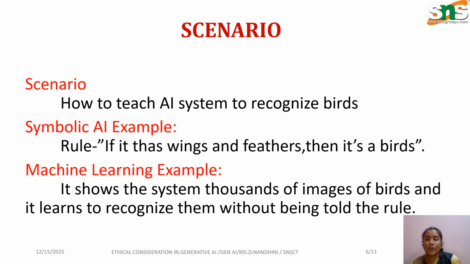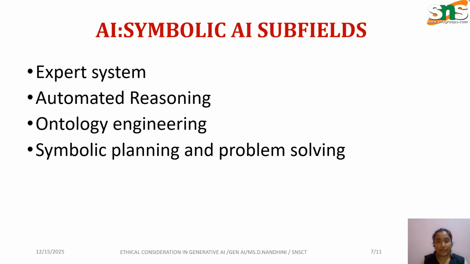Next one is a scenario behind symbolic and machine learning: how to teach an AI system to recognize birds. With the help of the symbolic AI example, it has a rule. If it has wings and feathers, then it is a bird. It is a rule of symbolic AI. But the machine learning example shows that the system learns from thousands of images of birds to recognize them. At the end, it identifies the correct image of a bird.